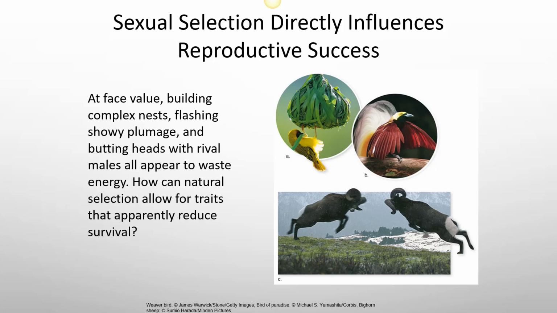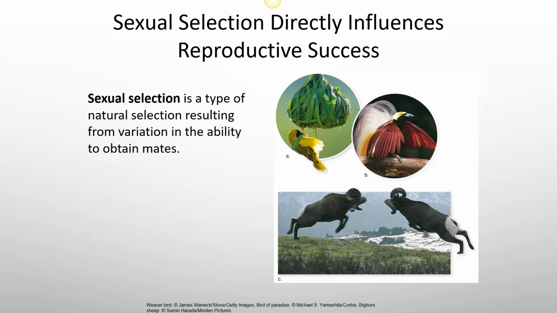Survival of the fittest. But there's also this other aspect. If you survive and don't reproduce, then you're not passing on the traits of survivability to your offspring. So at face value, building complex nests, flashing showy plumage, and butting heads with rival males all appear to waste energy. How can natural selection allow for traits that apparently reduce survival?